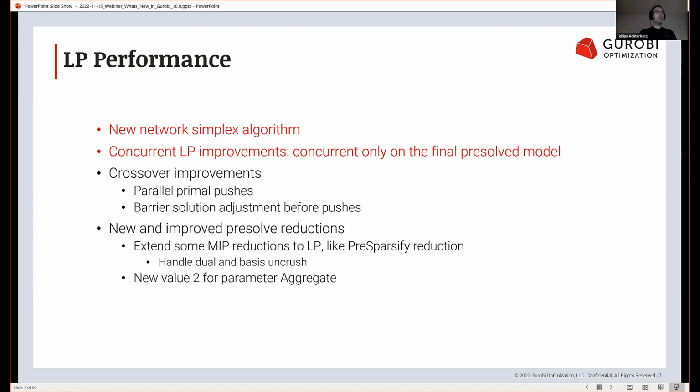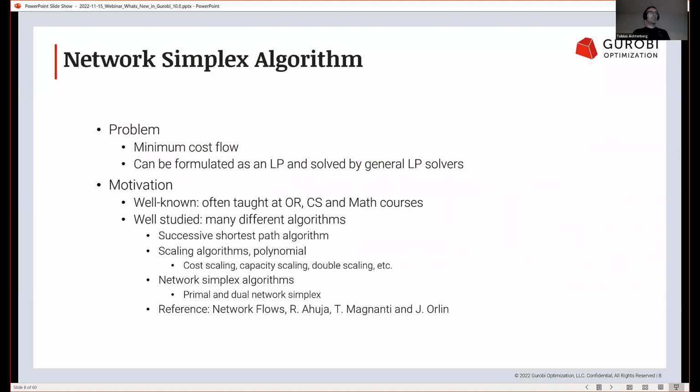But let's look at the new network simplex algorithm. A network problem is a very special type of an LP. For you as a user, there is no change at all. You just specify your problem as always as a regular LP. But Gurobi will then identify that this is actually a network flow problem, a minimum cost flow problem. And then we just launch the network simplex algorithm automatically if you set the corresponding parameter.